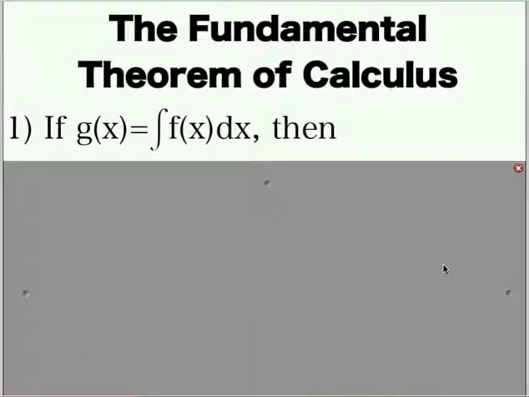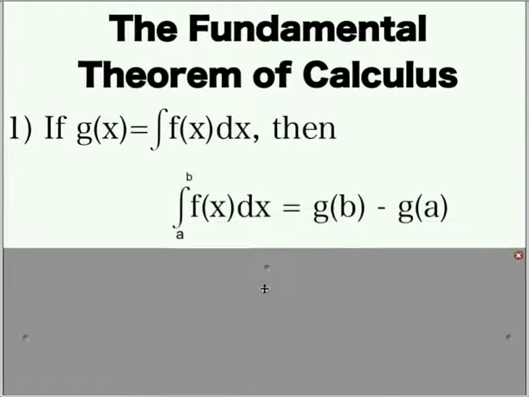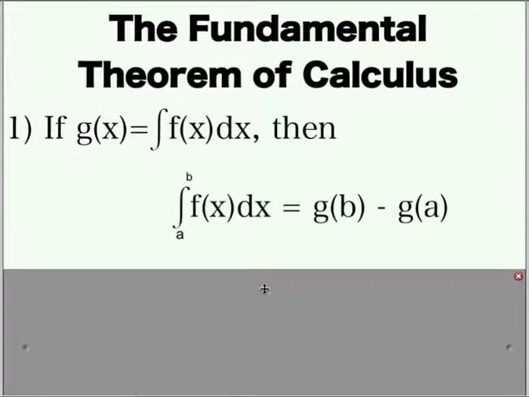This video is going to cover section 5.6, the fundamental theorem of calculus. So if you have g of x equals the integral of f of x dx, then the definite integral of f of x dx from the interval a to b is simply g of b minus g of a. And so g is the antiderivative, so that's what this little integral symbol is telling you to find. And so you're just going to find the antiderivative, and then you're going to plug in the endpoints to find an actual value. And so this is solving for a definite integral.